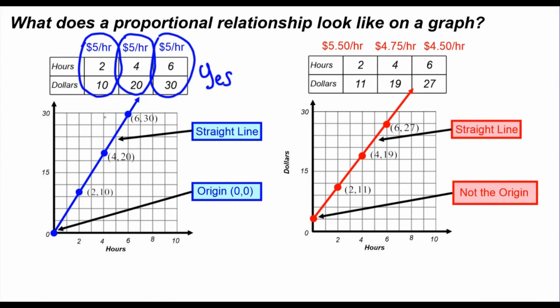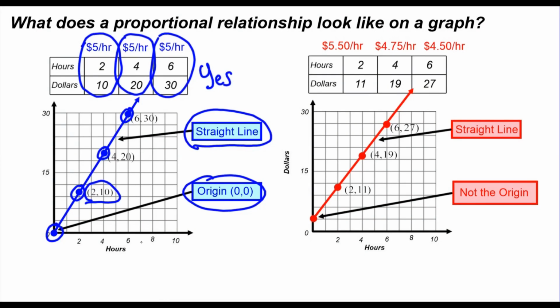If we graph all of these points on the grid, you can see that 2 hours, $10. Hours is on the x-axis and dollars is on the y-axis. So we plot the point (2, 10) right here, and we plot the point (4, 20) right here, and we plot the point (6, 30) right here. And you can see that this creates a straight line, and the line goes through the origin, or (0, 0). So that's what a proportional relationship will look like.